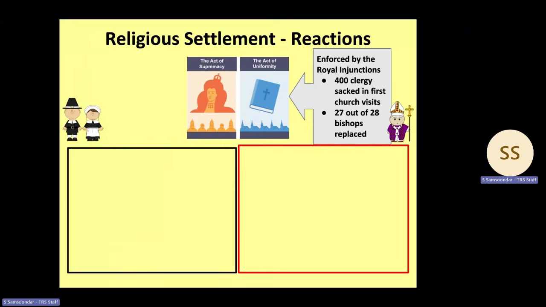With bishops, it's a different situation. Bishops were very much against the settlement. Bishops are church leaders, and there were 28 bishops across the whole of England.